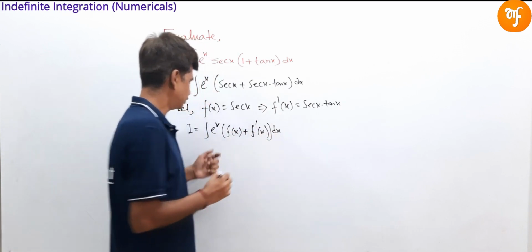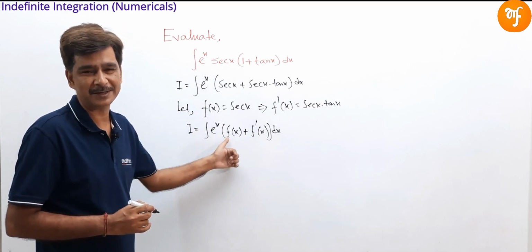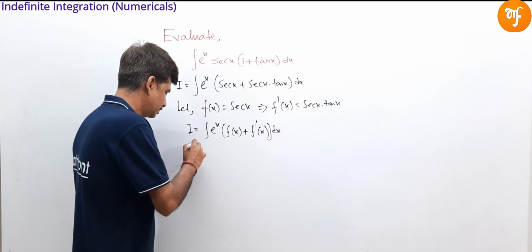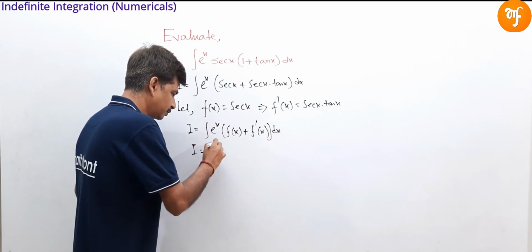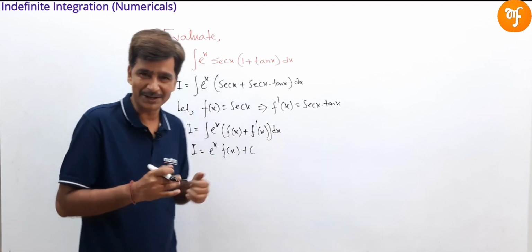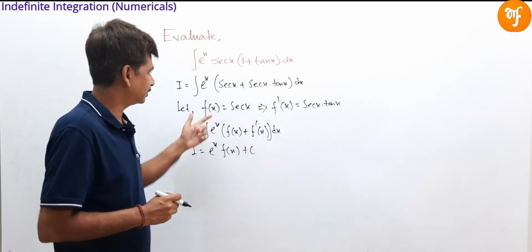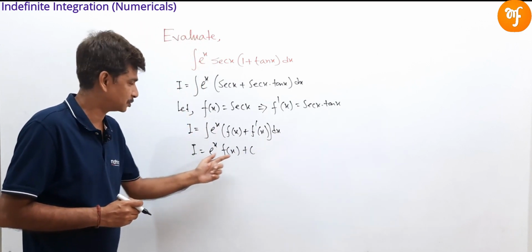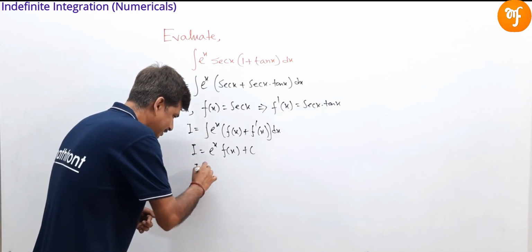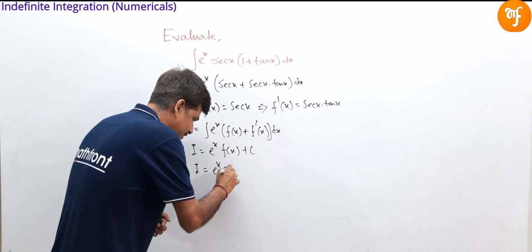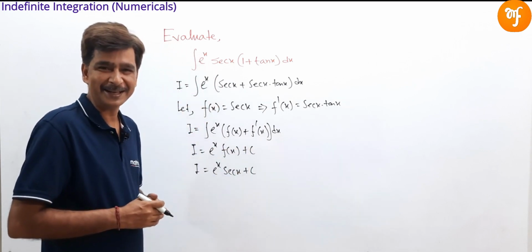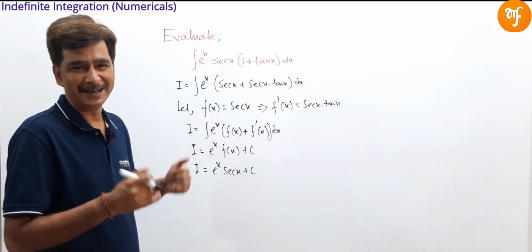Okay. So, the formula: the integral of e^x (f(x) + f'(x)) dx is e^x f(x) + c, where c is the integration constant. Now, to put the final answer, we have to substitute f(x) by sec x again. So, I = e^x sec x + c. This is the final answer. Okay, clear? Now, come to the next question.